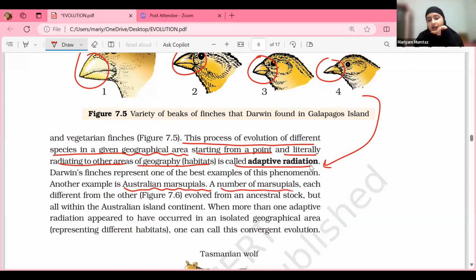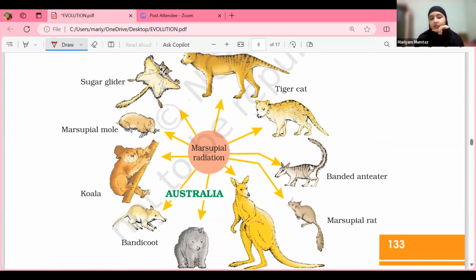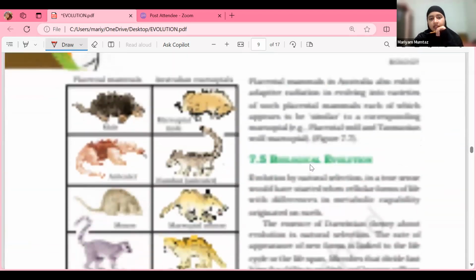Now, a number of marsupials, each different from each other, evolved from an ancestral stock, but all within the Australian island continent. So, in that particular area only, you can find different types of marsupials adapted to different geographical areas. Okay, now here, all of them are marsupials only, but all of them are different from each other, because of the geographical area they live in.